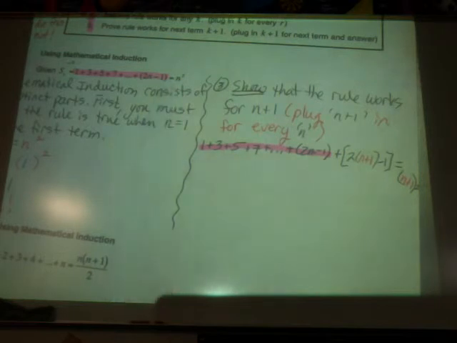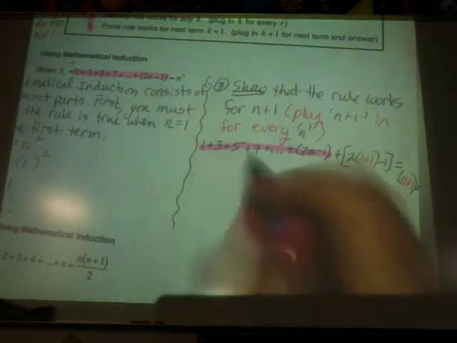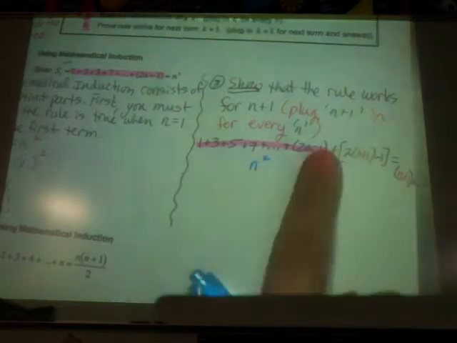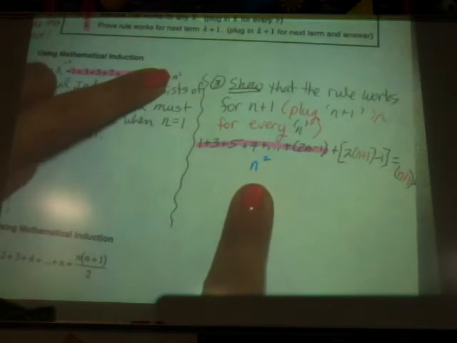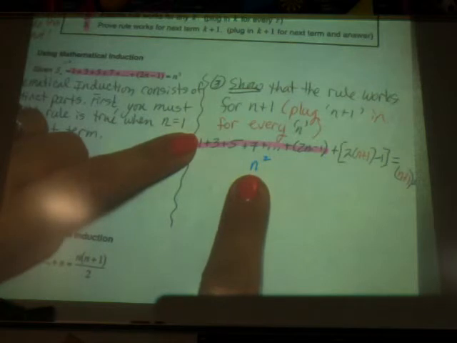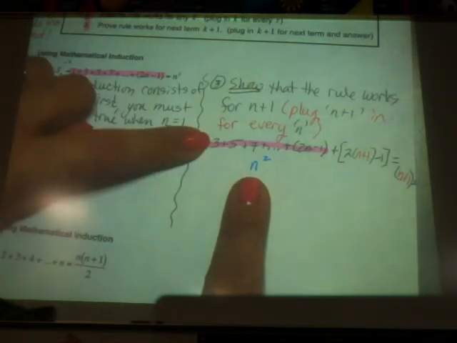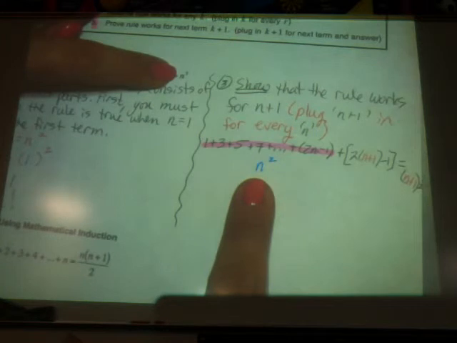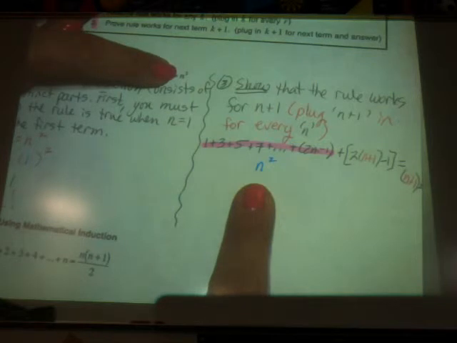N squared. So we're going to replace all of this with n squared. So this gets replaced with n squared because that's where it came from. All of this highlighted, and that's why I highlighted it, will always equal n squared. So we'll always replace that original part of the sequence with what they tell you it equals, n squared. You cannot just start with that because you're doing a proof, so you can't skip steps.